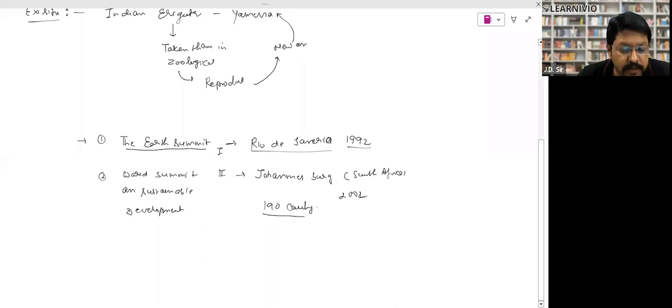Sir, can you explain the species-area relationship? Sorry, can you explain the species-area relationship, the graph? Okay, fine.